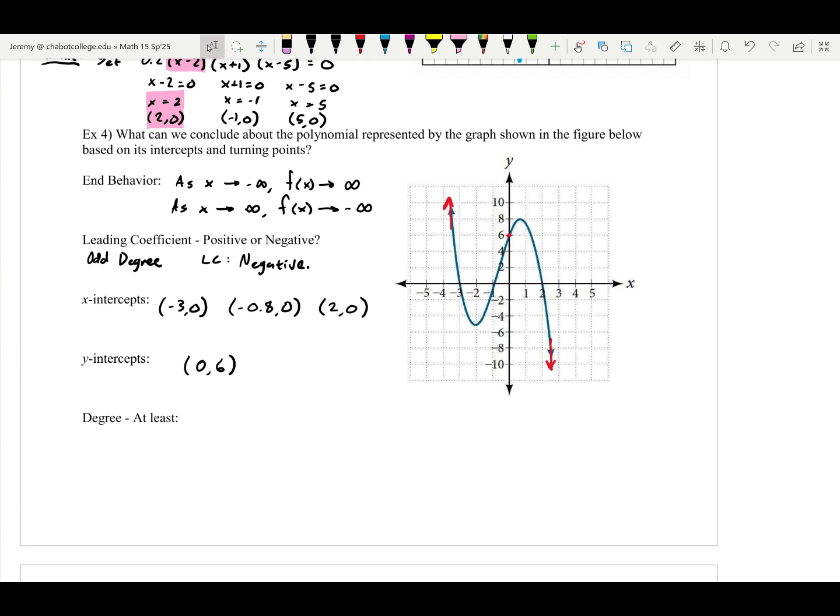What is the degree though? Is it 3? Is it 5? Is it 7? Is it 1? What is the degree? What clues are in this graph that could help us figure out what the degree is?